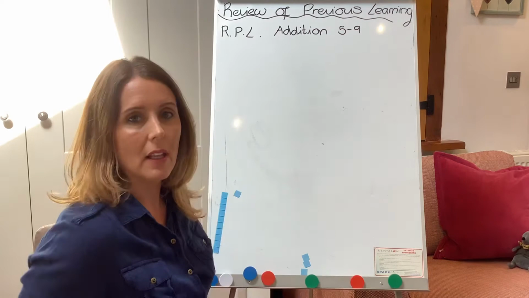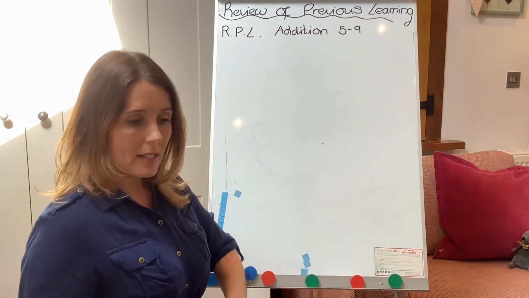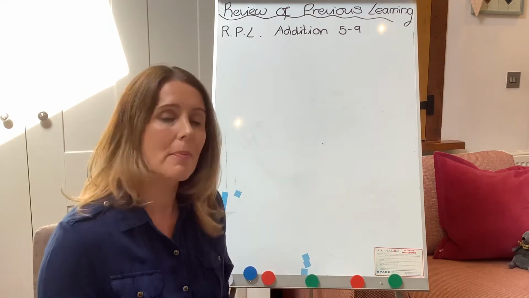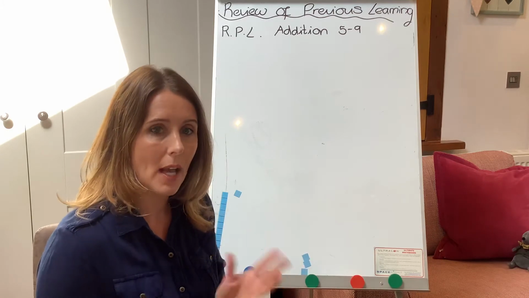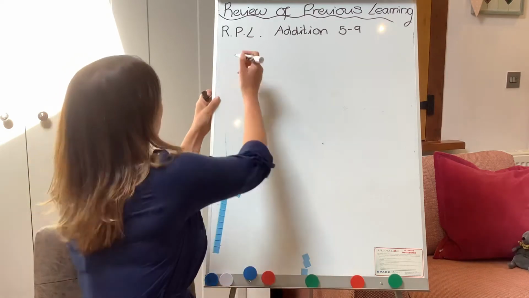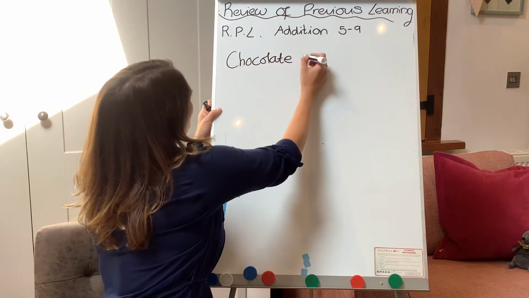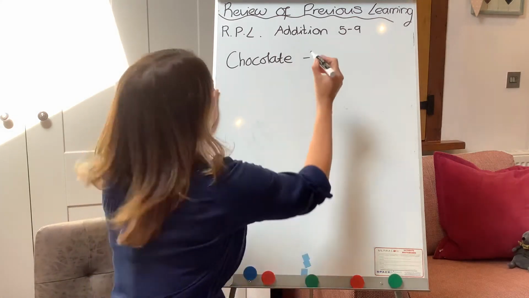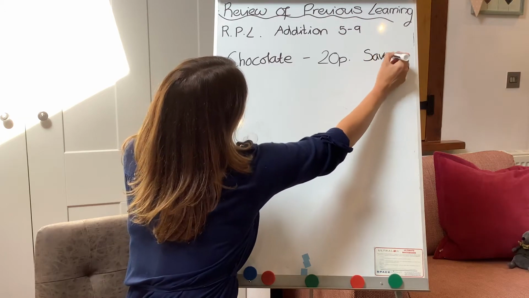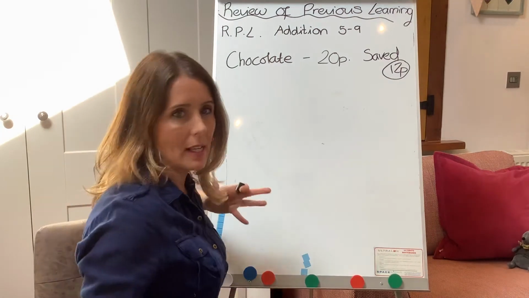The other thing that we learned this week is using the bar model. So the bar model is an excellent way of working out what you need to do to solve a problem. It won't do the maths for you, but it'll help you to work out what calculation you need to do. So let's have a go at one. So a chocolate bar costs, let's have it at being 20 pence. And you have saved 12 pence already. How much more do you need to save?